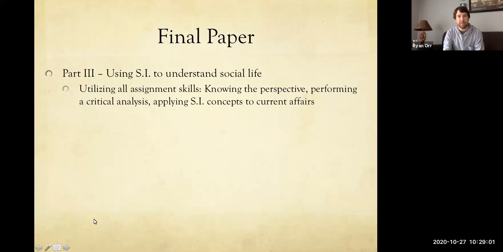So starting this third and final part of the class, what I really do is think about the final paper as utilizing all the assignment skills that you've been building throughout the semester: learning the perspective in the first part, and then performing an analysis, applying the concepts to current affairs, what you've been doing in the second part of the class. So in part three, I see the totality of what we've been doing so far. You take that knowledge, symbolic interactionism, use your critical analysis skills, and then also apply the concepts to life today.